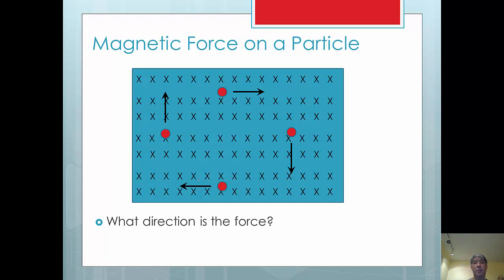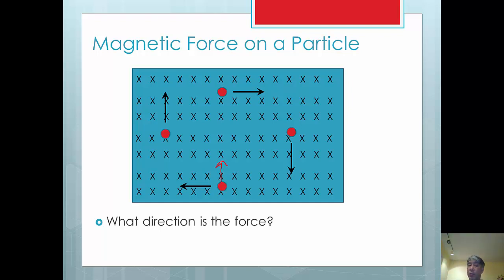In this case, I have a particle moving in different directions, and we need to figure out the direction of the force on that particle. Using the one on the bottom, it's moving to the left. My magnetic field is into the page. But what we don't know is the charge on this particle. Let's assume it's an electron. In that case, it's moving to the left, my magnetic field is into the page, so my force is actually going to be up.